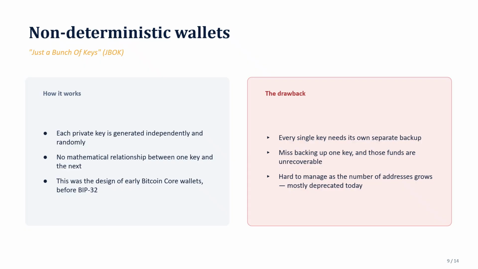Next is non-deterministic wallets. The alternative is the non-deterministic wallet, sometimes called just a bunch of keys, or JBOK. Here, every private key is generated independently and randomly. There is no mathematical link between one key and the next. This was how early Bitcoin Core wallets worked, before the BIP 32 standard existed. The catch is backup. You have to separately back up every single key. Miss one and those specific funds are gone for good. It's mostly deprecated today in favor of deterministic designs.